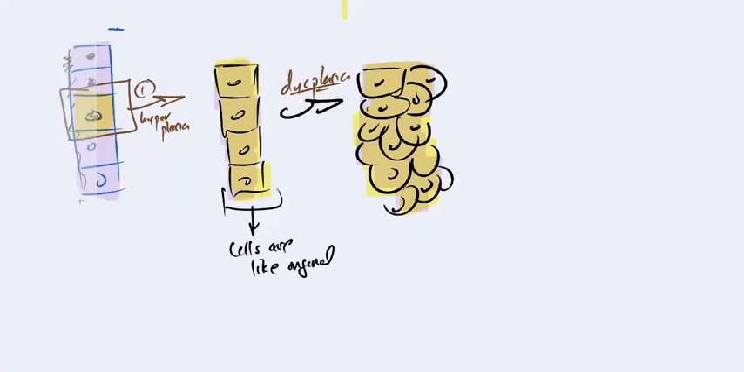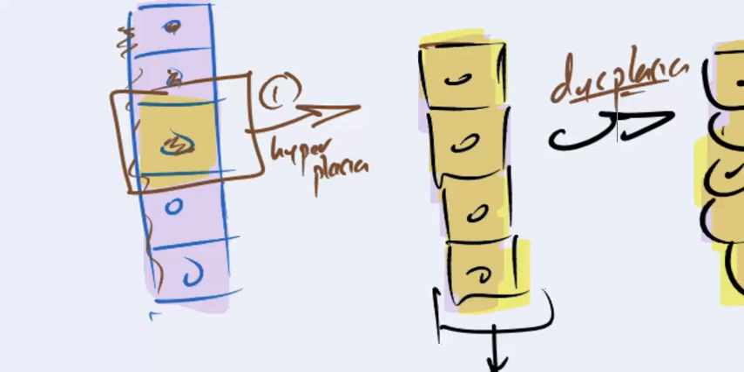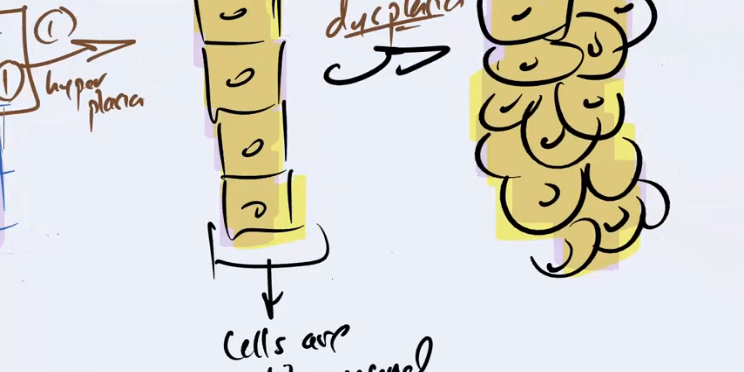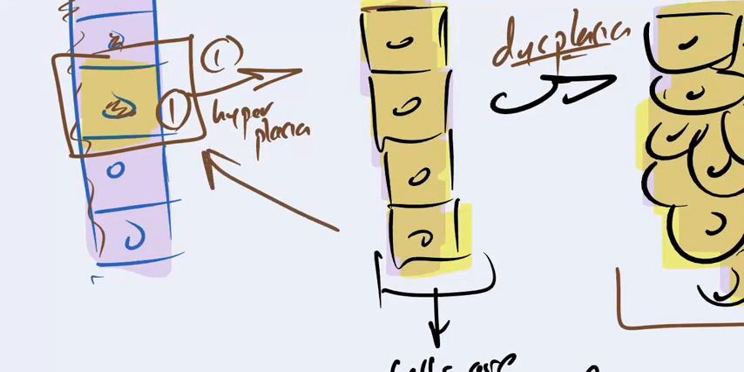Okay, let's get back on track. So what we're saying is you get a first mutation, hyperplasia, right? So you get a bunch of this first cell here. This is the cell that started the whole thing. So all of these cells here came from this guy here.